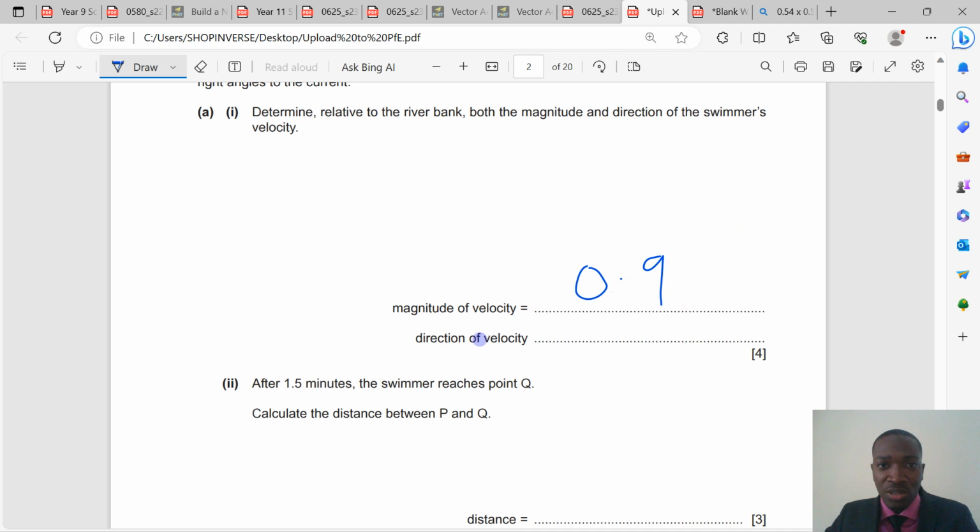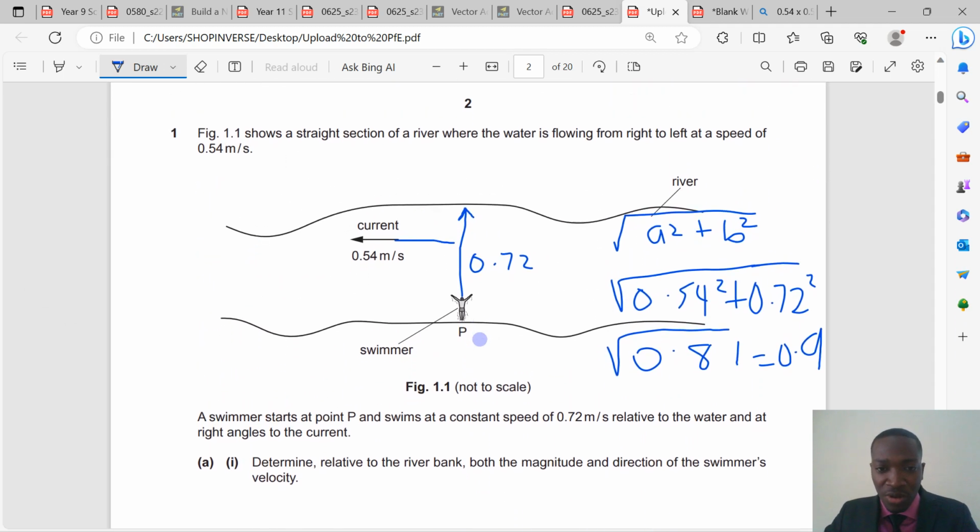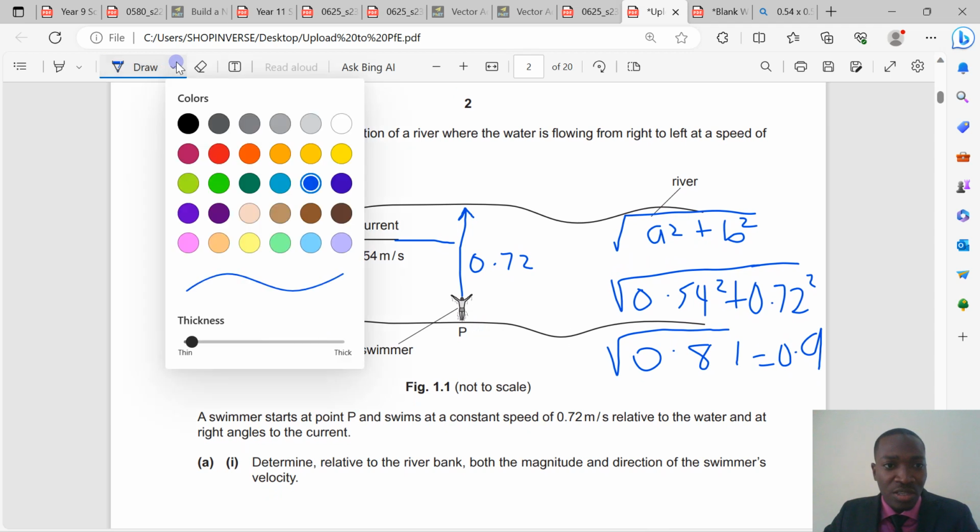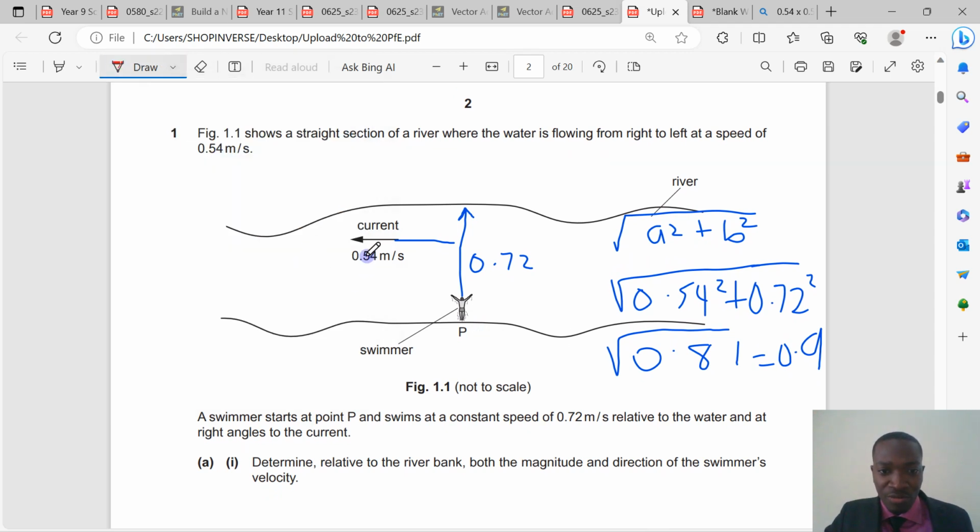Now, what about the direction? How do you get the direction? Do not forget that the resultant is this single force here. I'm using this red ink to represent the resultant. This is the resultant force. Look at what you have here: determine the angle relative to the river bank. This is the river bank. So what's the angle theta? It's the angle between the resultant and the river bank. This is the angle we need.